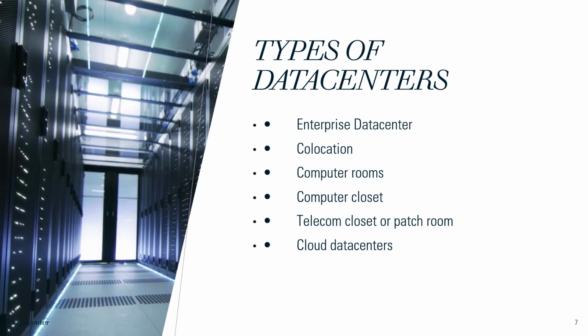The third one is computer rooms. Normally, this is for small businesses. It's a single room in an office building. The fourth one is computer closets. That's for small businesses too. It is a small closet, usually large enough for one rack. A telecom closet or patch room is a small closet with cross-connection wires, no active equipment or cooling. Sometimes they call it the dark room. The last one is cloud data center. In this off-premise data center, data and applications are hosted by cloud service providers such as Amazon Web Services, Microsoft, or IBM Cloud, or other public cloud providers.